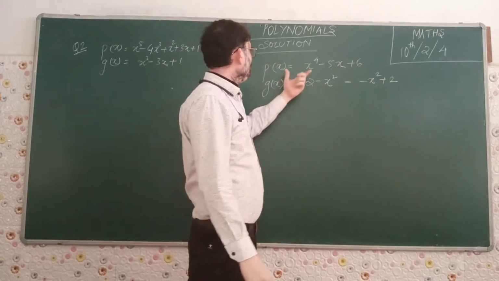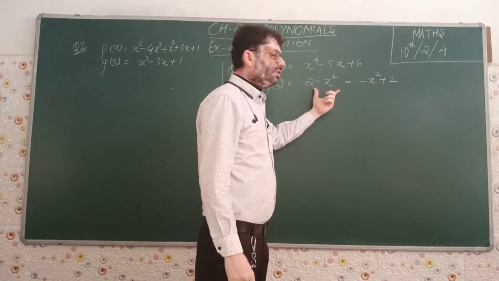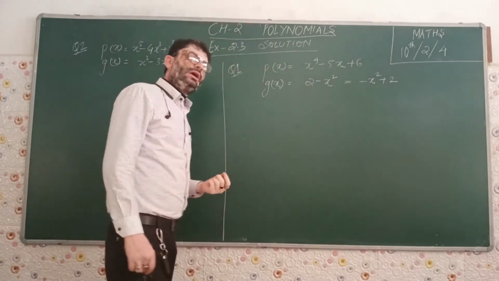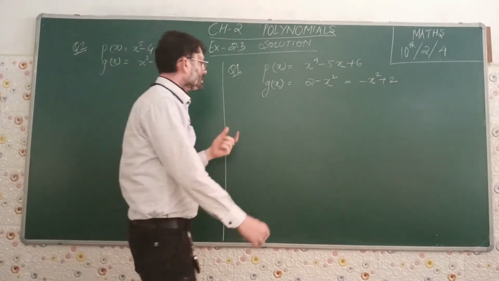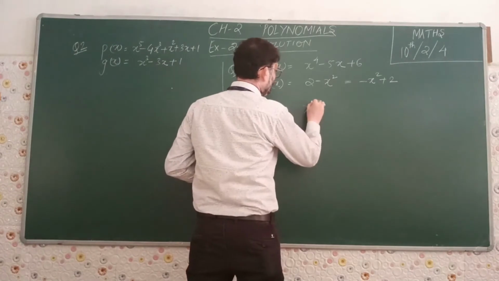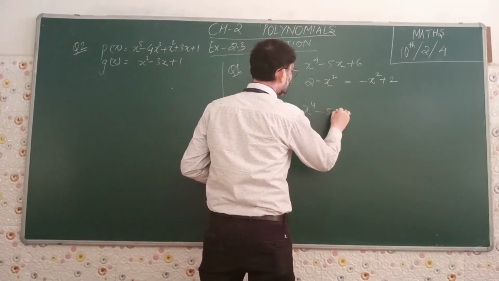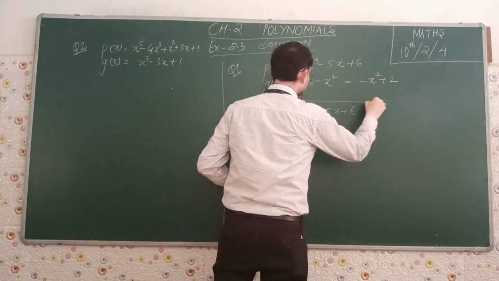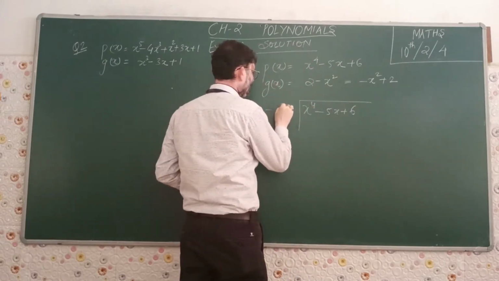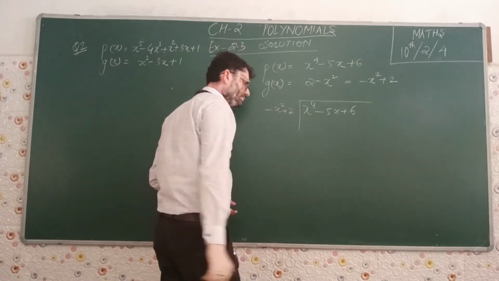Now we will be dividing p of x by g of x in order to obtain quotient and remainder, that is q of x and r of x. So let us continue with the division. x to the power 4 minus 5x plus 6 divided by minus x square plus 2.